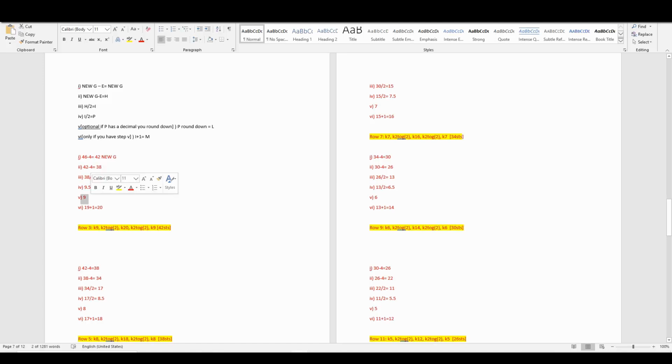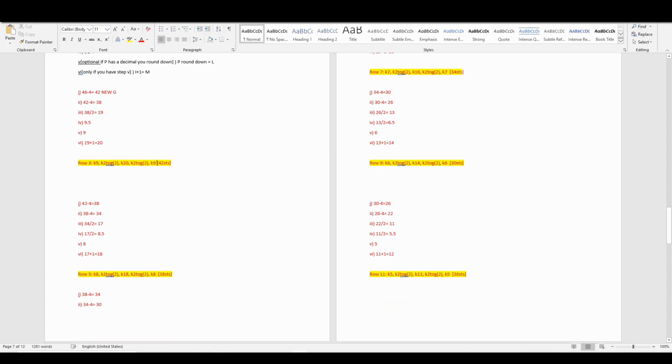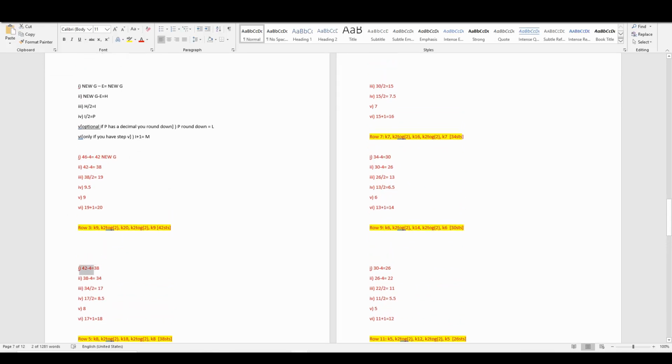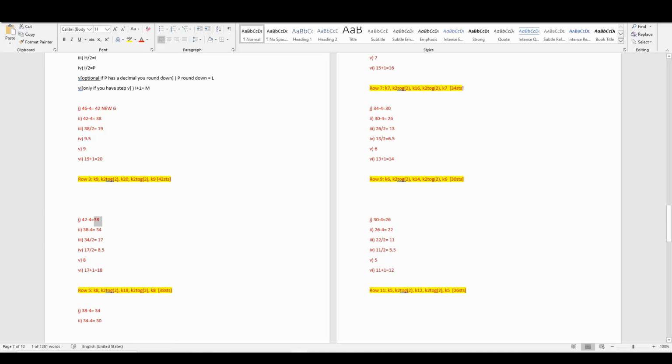So knit 9, knit 2 together, Z, which is 2, knit M, which is 20, knit 2 together, Z, which is 2, and knit L, which is 9. And if you add it all together, it's 42. So we keep doing this, now we just apply the next one. You take the new G, 42, minus E equals new G, which is 38, etc. So you keep doing that all the way to the end.